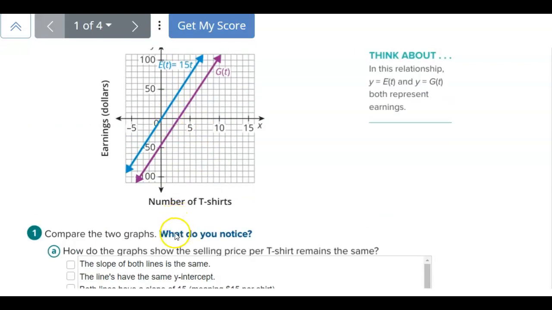All right, so now look at these two graphs. The question first is, what do you notice? Specifically for A, you're looking at how do the graphs show the selling price per t-shirt remains the same. So the blue graph, the shirts are 15. The pink graph, the shirts are 15. How can you tell, looking at the graph, that the t-shirt price remains the same?